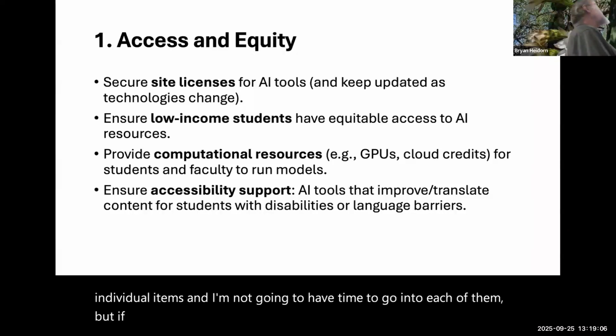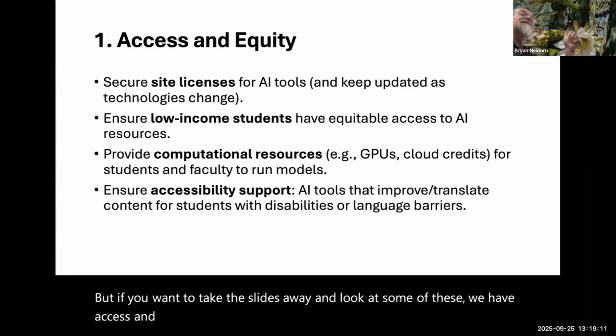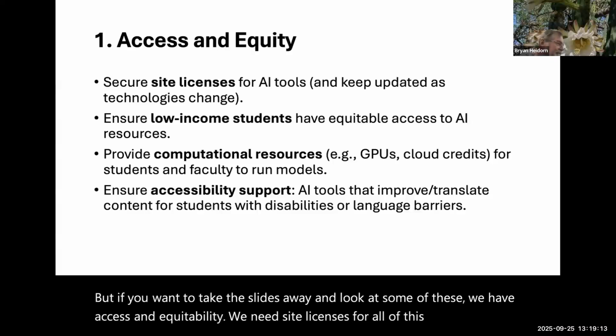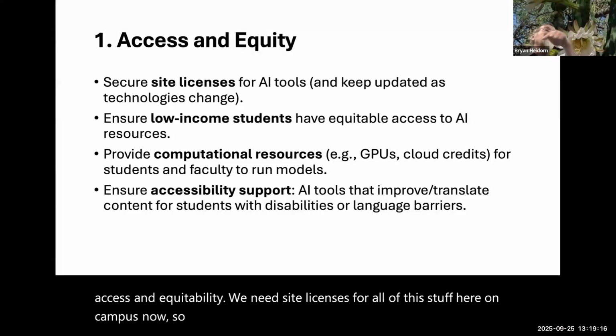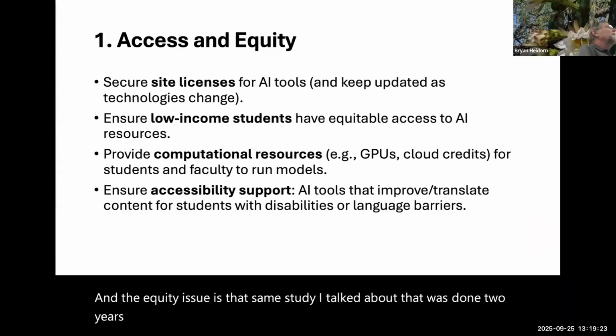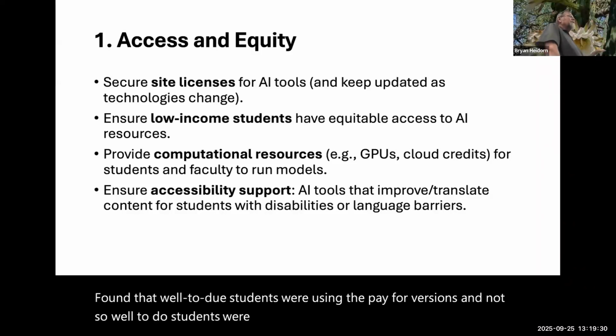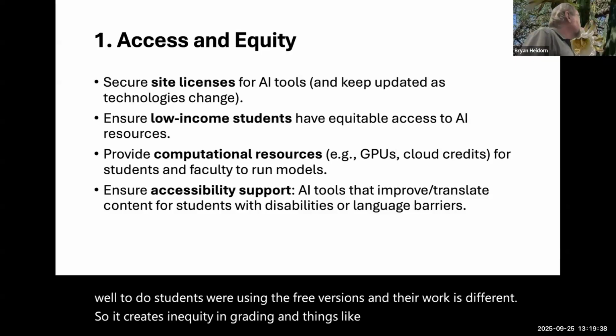But if you want to take the slides away and look at some of these, we have access and equitability. We need site licenses for all of this stuff here on campus now so that we can give students access to these materials. And the equity issue is that same study I talked about that was done 2 years ago found that well-to-do students were using the paid-for versions, and not so well-to-do students were using the free versions. And their work is different. So it creates inequity in grading and things like that. So we need to figure out a way to address that.